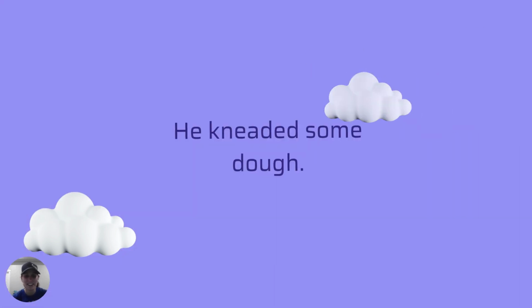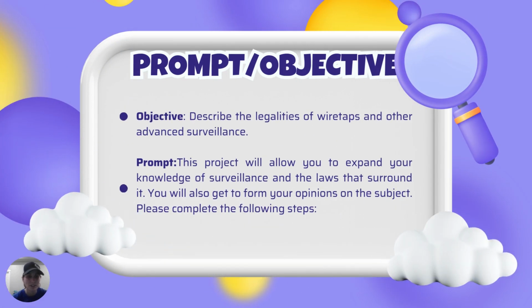All right, let's go into the prompts and the objective for your project. So here's the objective: describe the legalities of wiretaps and other advanced surveillance. And here's the prompt: this project will allow you to expand your knowledge of surveillance and the laws that surround it. You will also get to form your opinions on the subject by completing the following steps. Here they are. Step number one.